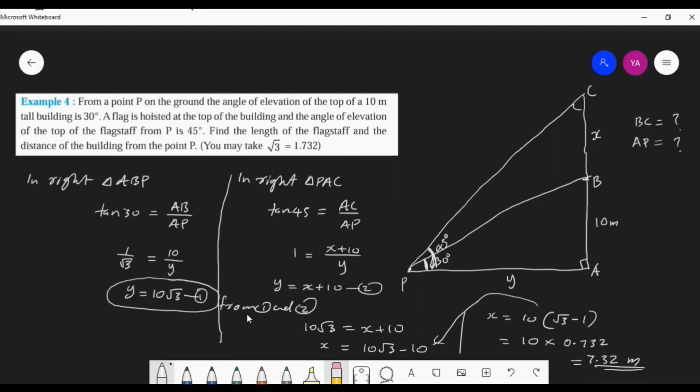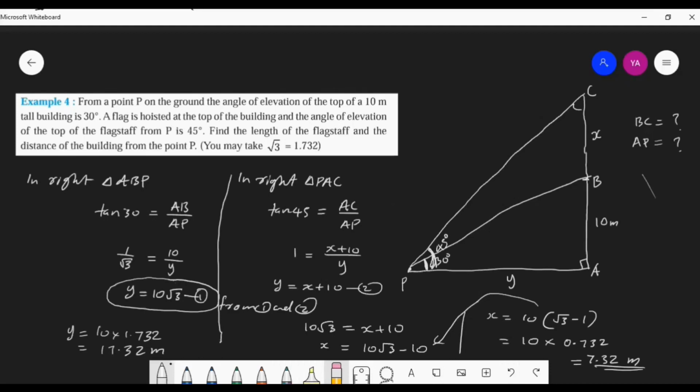You want to give some conclusion in the end. The distance AP is 10 root 3. If you give the approximate value of root 3, can you tell what the value of y will be? Yes, this will be 17.32 meter, and the height of the flagstaff is 7.32 meter. Give some conclusion in the end. We finish the question.